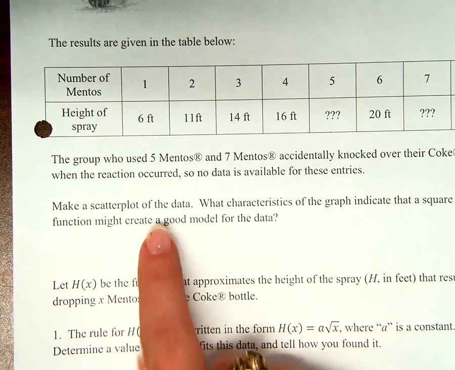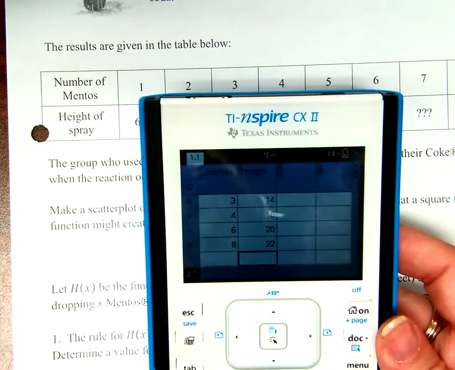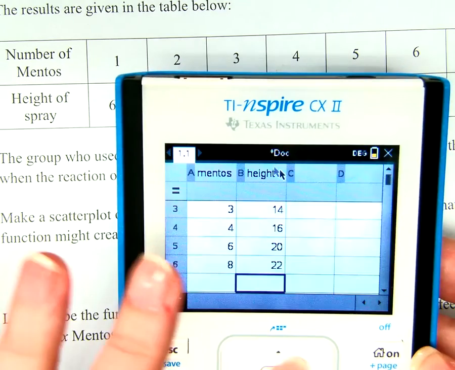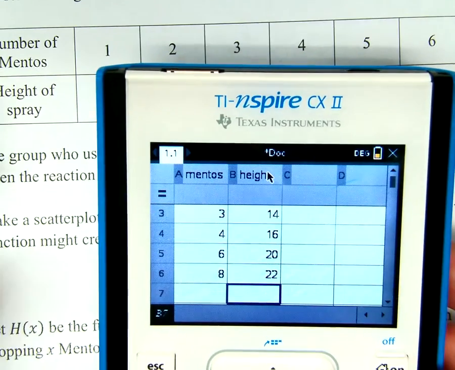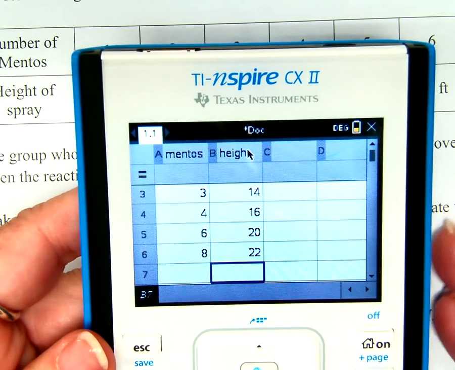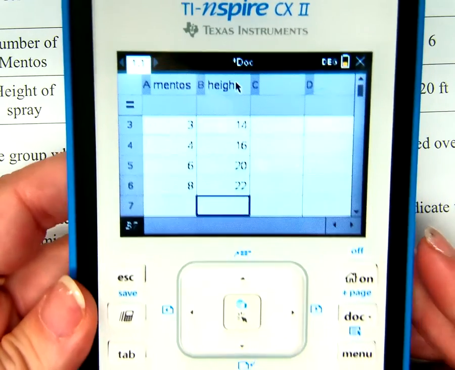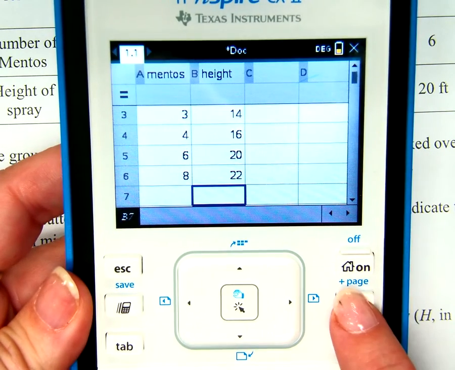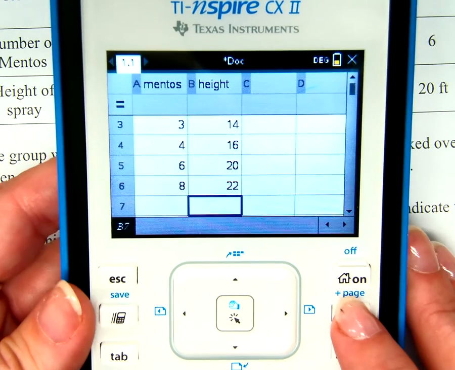So, make a scatter plot of the data. So let's go back to the scatter plot real quick. Okay? Wake up. Okay, there we go. We're going to add a page. Do you remember how to add a page? Now, why am I adding a page here instead of starting a new document?